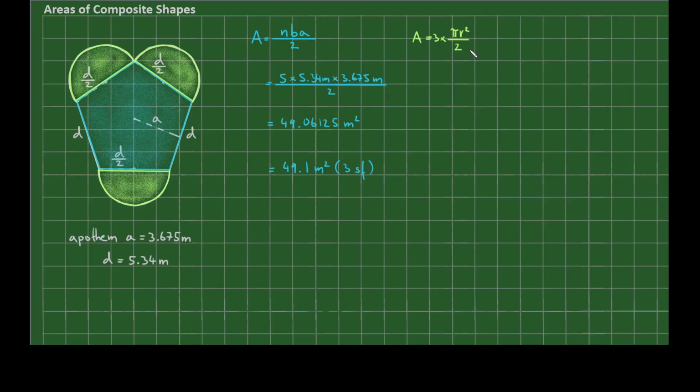So let me quickly substitute. When rounded to 3 significant figures, this gives 33.6 square meters. The total area will be the sum of these two areas. And that gives me 82.7 square meters.